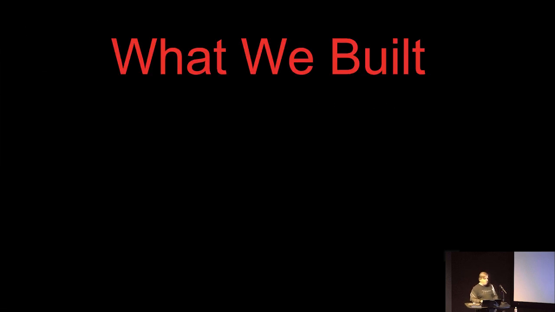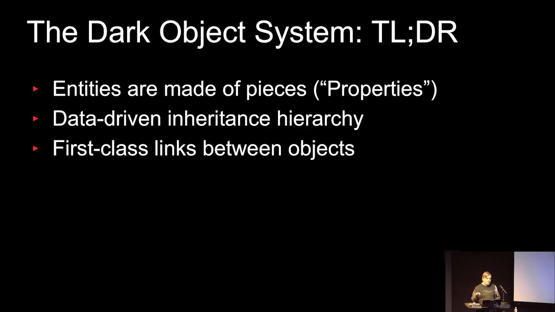So this is what we built in response to those requirements. The Dark Object System is what we called it, where entities are basically made of pieces like properties. So this is a first step towards the modern kind of architecture where things are built out of components. We had a data-driven inheritance hierarchy, so the type database of different kinds of things in the world was completely data-driven and built by designers. And we actually had a system of first-class relationships between objects, links between objects, that was queryable.